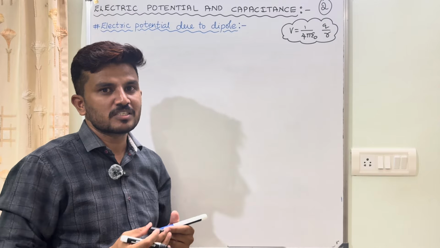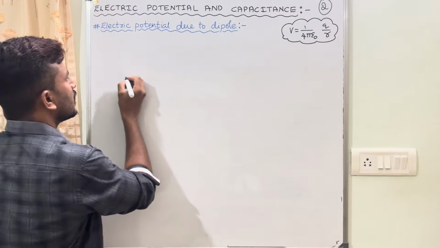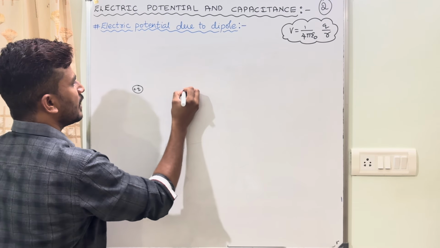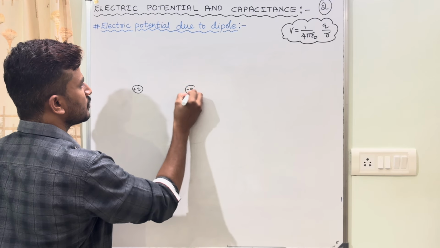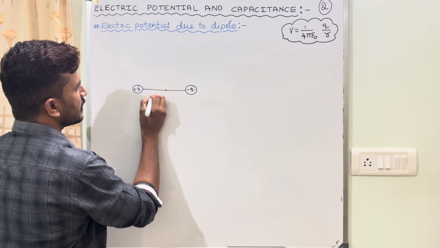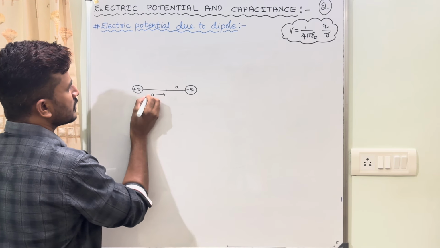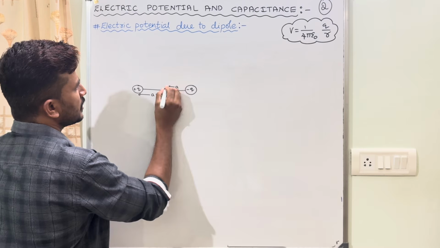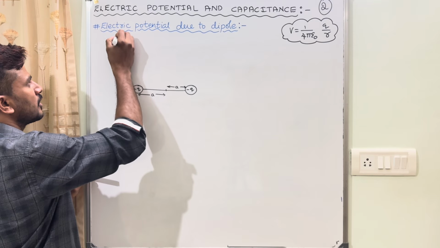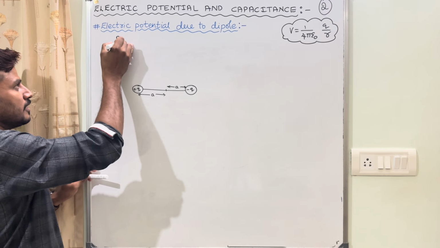So before going to discuss a group of charges, let us consider 2 charges. They are equal and opposite charges. Let us consider here we have plus q and here we have minus q separated by some distance 2a. So I will write it as plus a, minus a. From here to here the distance is a, from here to here the distance is a. I need to find out the electric potential at this point P. For that I will draw a line here.